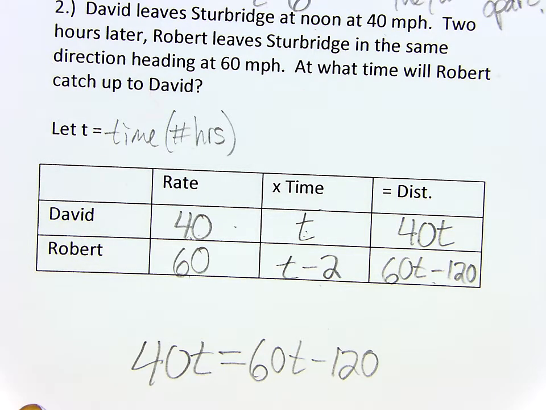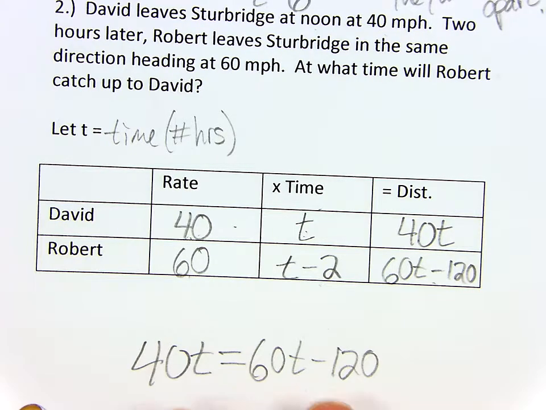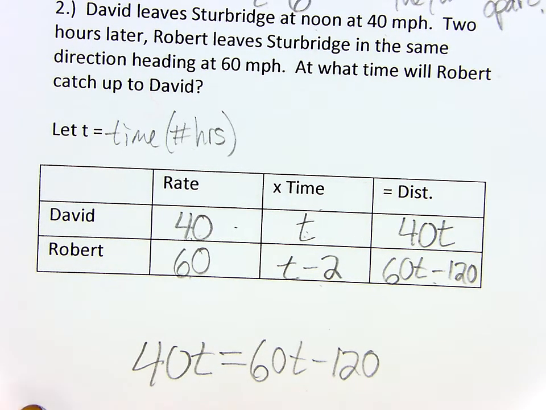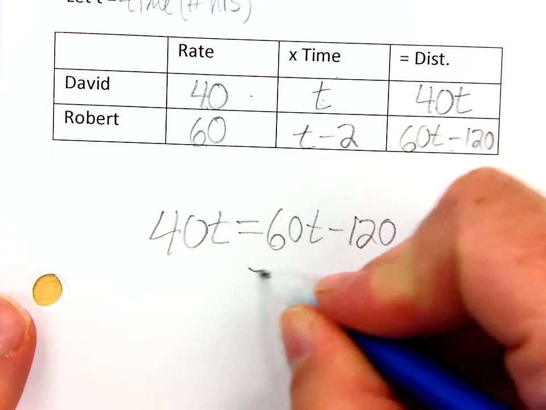So when you have two people traveling in the same direction, you just set their distances equal to each other. So once you have the chart filled out, you just look up at the top and you figure out, okay, what am I doing with these? Do I add it together, set it equal to something? No, in this case, you set them equal to each other. Now, guys, all you have to do is solve it. Now it's an equation. You can forget for a moment that it's a word problem.